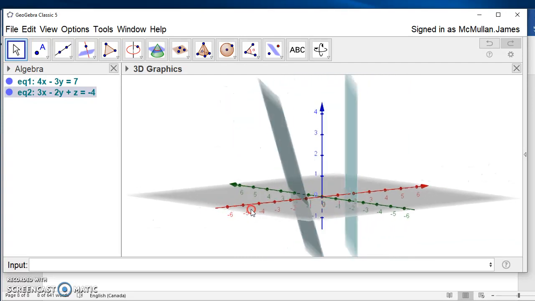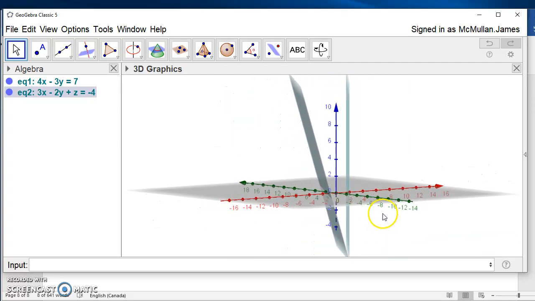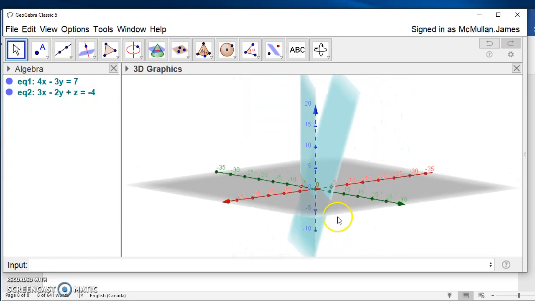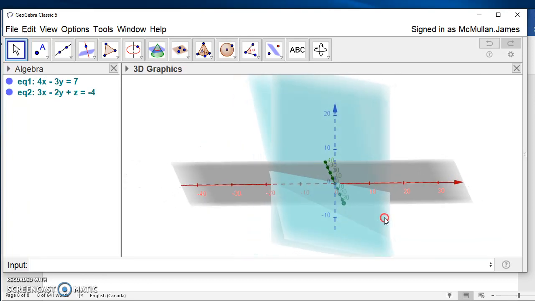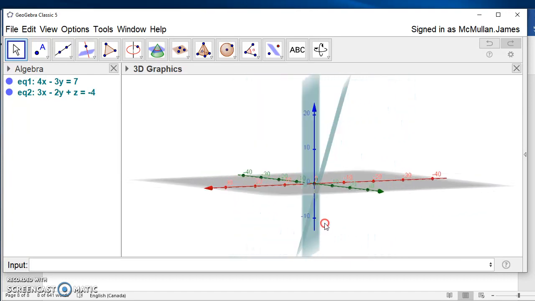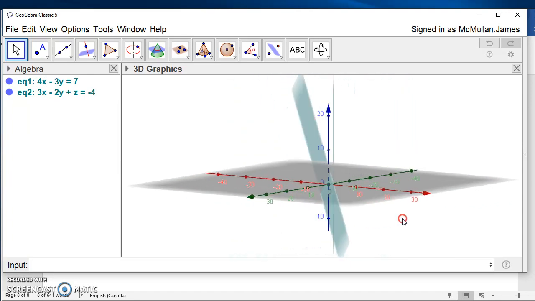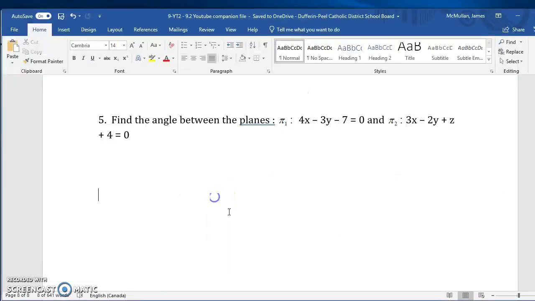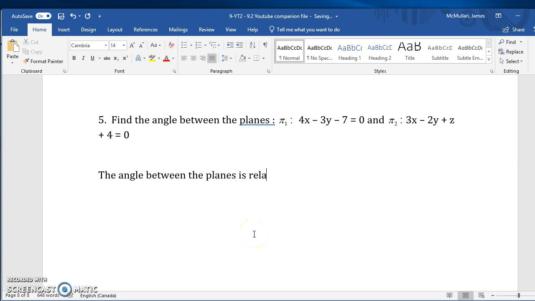Right, so you see you have two planes, and of course they're going to meet. It kind of makes an X pattern if you look straight at them. The question is, what angle are they crossing one another at? So the angle between the two planes. Now, this is a bit of a challenging idea to try to get directly. However, we can use the idea that the angle between the planes is related to the angle between their normals, their normal vectors.